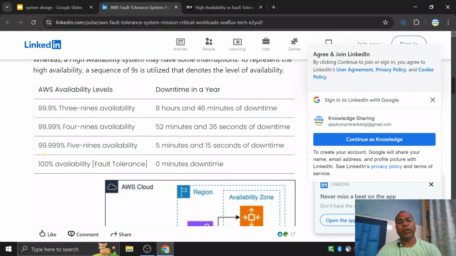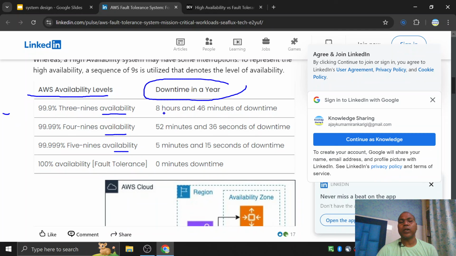So if we observe carefully, these are the highly available systems. Over a year, AWS commits maybe 8 hours of downtime, 52 minutes of downtime, or 5 minutes of downtime, depending upon the cost you apply. The simplest way is 99.9, which means in 1 year your system might be down for 8 hours and 46 minutes, or 99.99, which means they ensure only 52 minutes and 36 seconds of downtime in 1 year, not in a day.